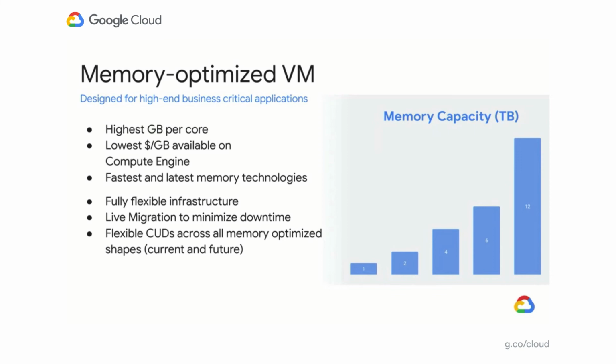In addition to the shapes and capabilities of these VMs, they are also optimized for flexibility and simplicity. For example, capabilities like live migration help you minimize downtime even as you run workloads that require 12 terabytes of data in memory. We can take away a lot of the overhead for operating those VMs. They also come with flexible commitments across all the memory optimized shapes so that they can continue to grow with you as your data size grows.